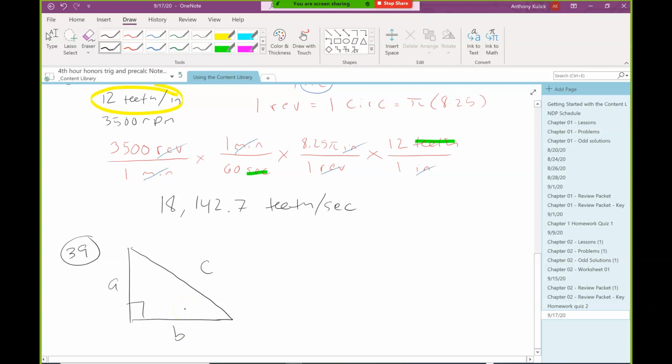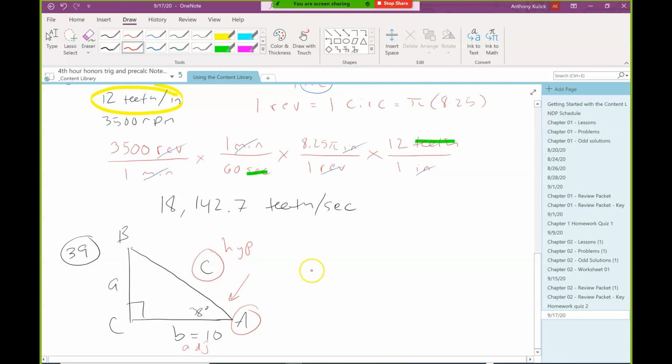So here's my right triangle. And we're told that A, B, C, angle A is 38 degrees. Side B is 10, and we want to solve for side C. So I'm going to use angle A. Relative to angle A, side B is the adjacent side, and side C is the hypotenuse.